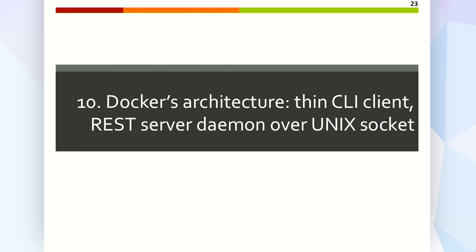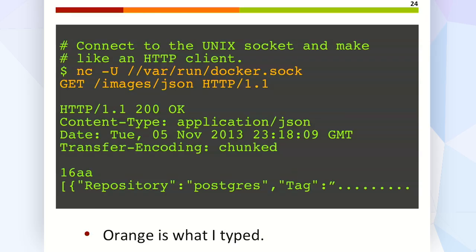You can also do fun stuff like this. You can, from the host, connect to the UNIX socket and pretend you're an HTTP client. So netcat straight to that UNIX socket and just type in GET /images/json HTTP/1.1. Hit enter twice because the HTTP header expects two enters, meaning that's the end of the command. And there's the output right in your console.